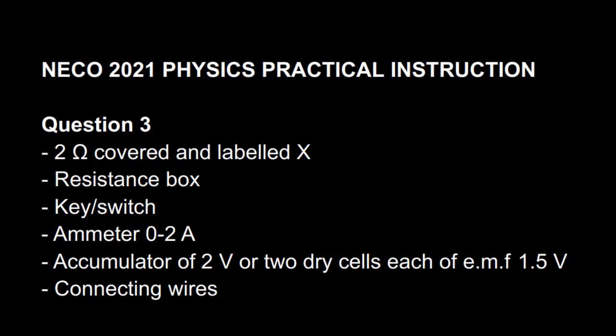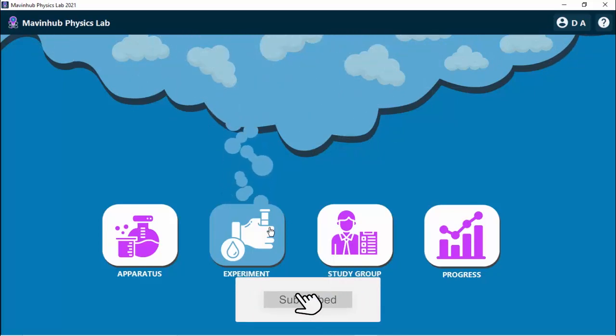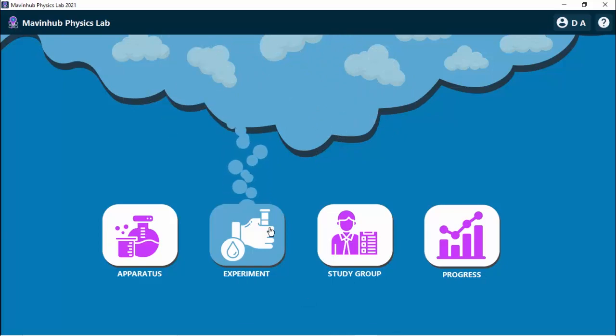So, mind you, we'll be using Mavinhub Physics Lab to do this simulation. Mavinhub Physics Lab allows us to perform a lot of experiments, including experiments involving electricity. So let's get into it. So this is Mavinhub Physics Lab. So we're going to go right into the experiment menu and go straight into the experiment that we'll be talking about today.